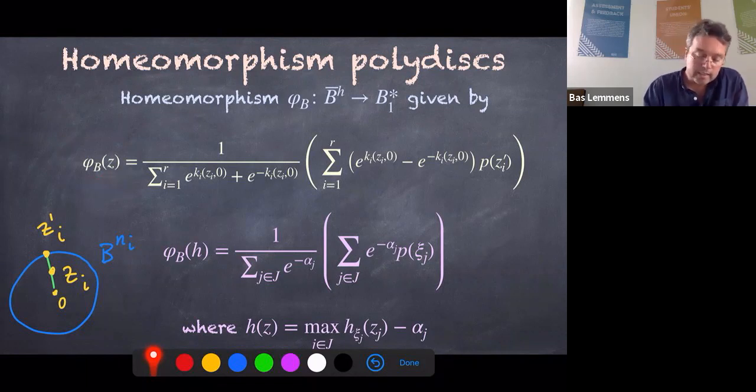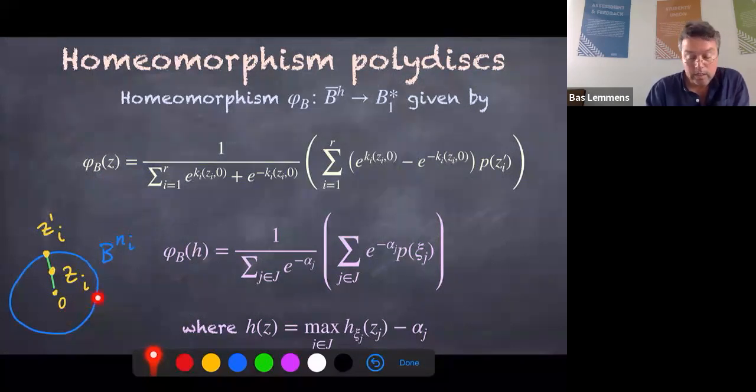Well, in that case, if I look on the ith coordinate of z, if that's not 0, then I can draw the straight line and identify this point z prime i in the boundary. And if zi is 0, I'll just take it to be 0. Okay, so then what should the homeomorphism map z to?